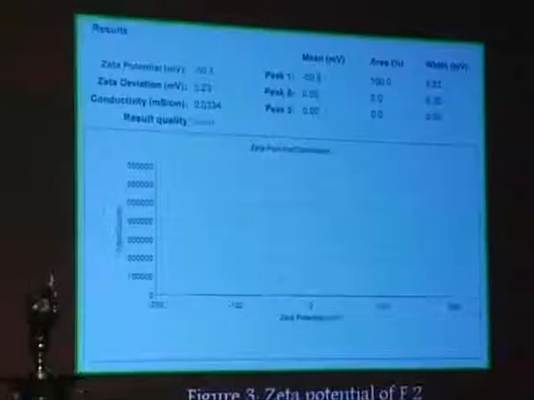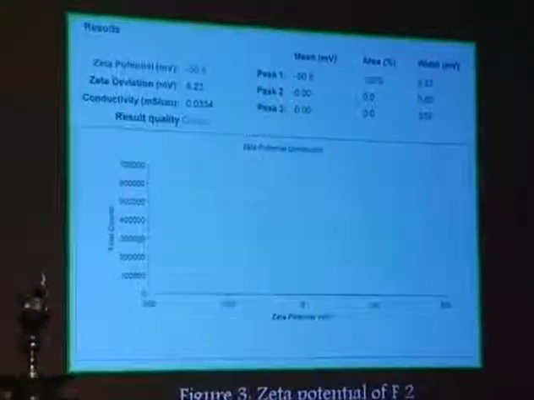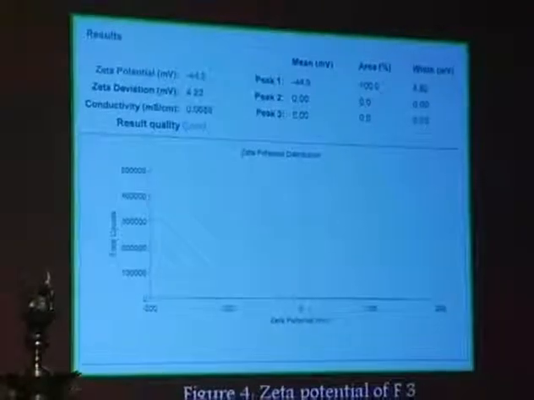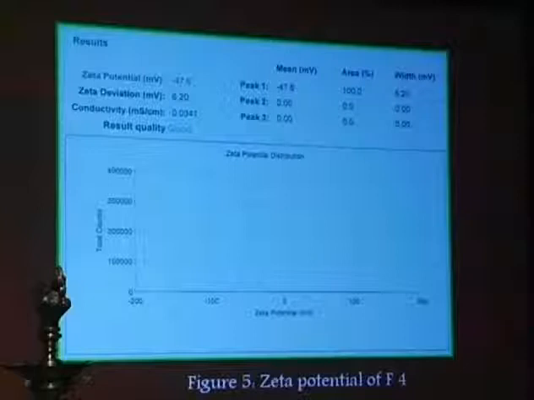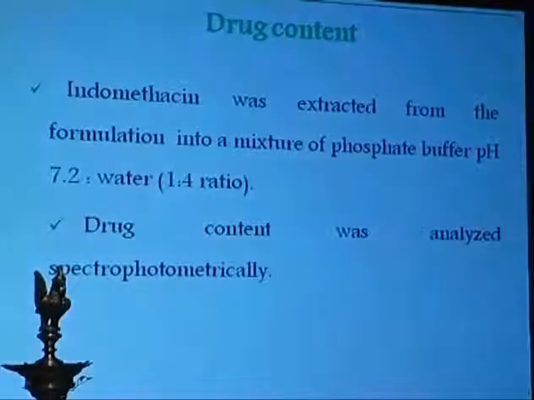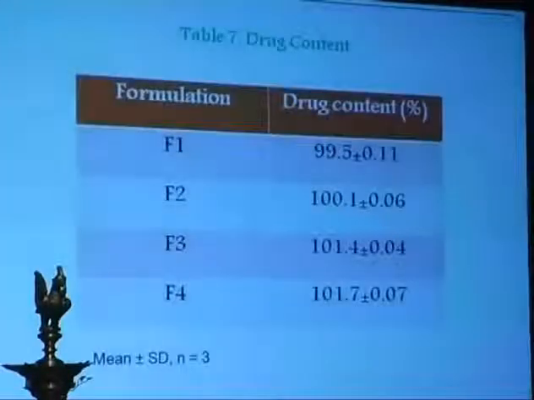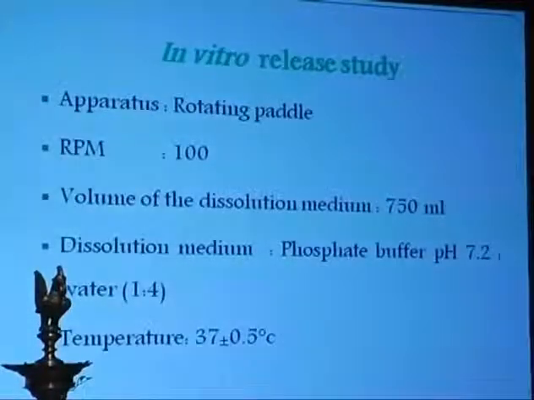This is our F1 formulation with 1:1 ratio, with the zeta potential indicating stability of the formulation. This is of F3, which is 44.8, and F4, which is 47.6. All are having negative charge because of the free fatty acids. Drug content was evaluated according to IP by mixing 1:4 ratio of phosphate buffer and water. So these are the drug content values.